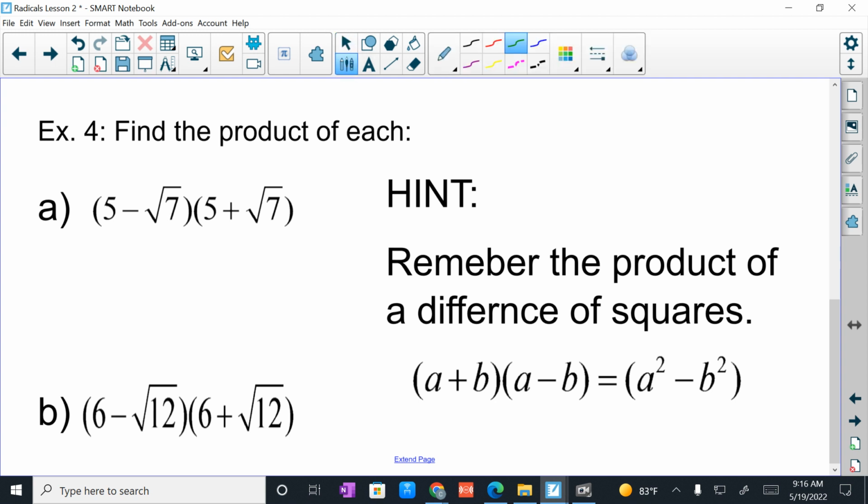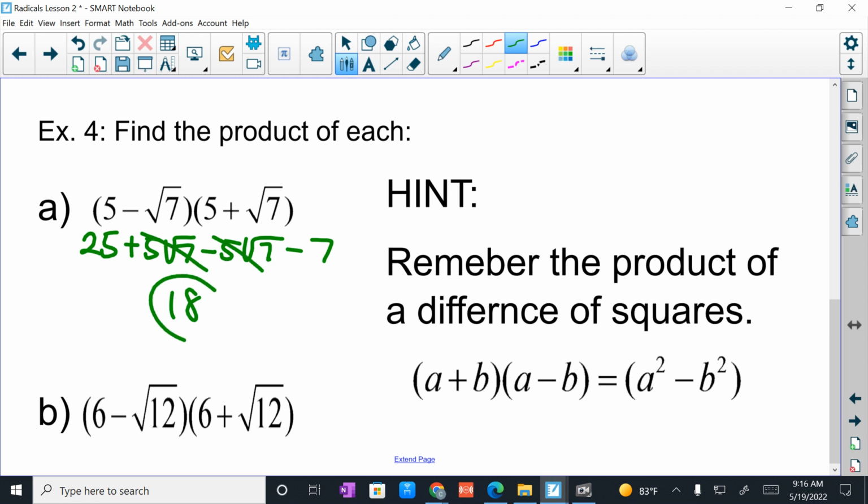So when I multiply 5 minus square root of 7 times 5 plus square root of 7, sure, I could do it the long way. 5 times 5 is 25, plus 5 square root of 7, minus 5 square root of 7, minus 7. 25 minus 7 is going to be 18. The 5 square root of 7 and the minus 5 square root of 7 cancel, and I'm done. You could do that. There's not anything wrong with that.